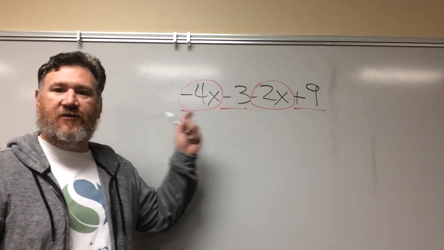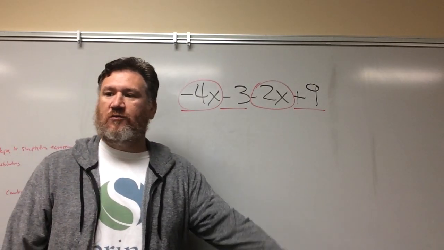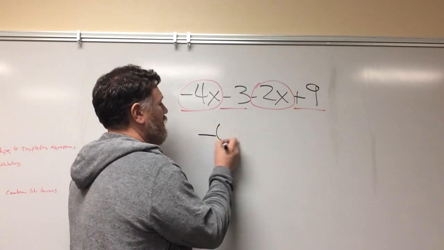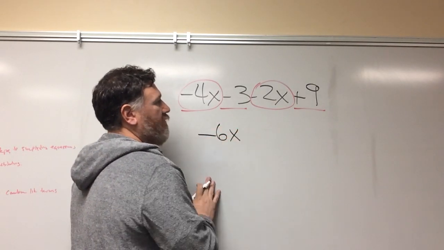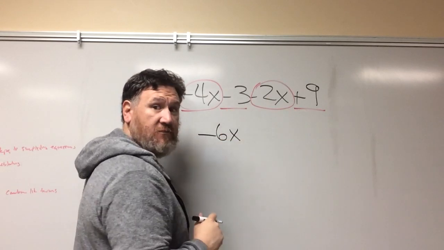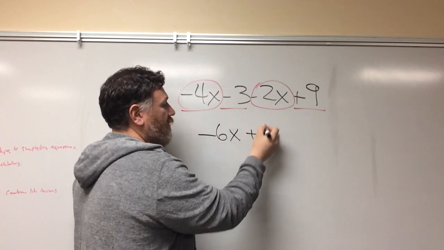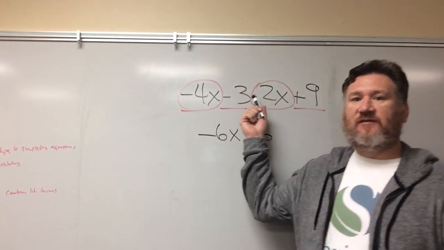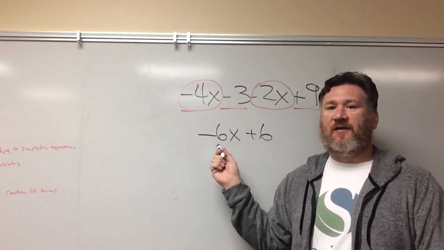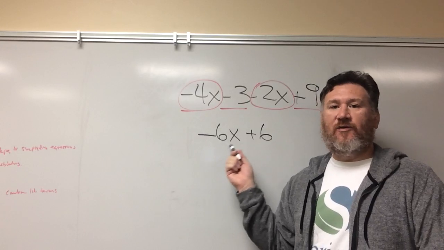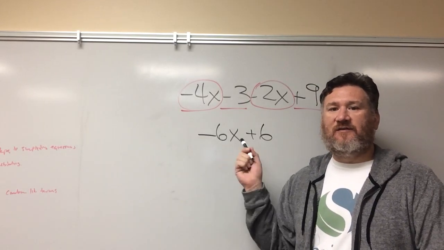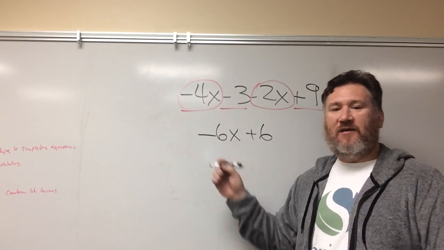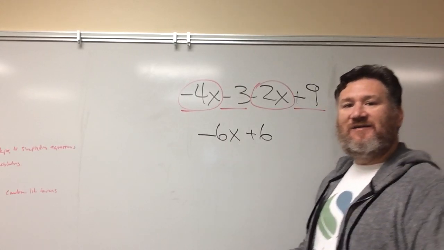So let's put our x's together. Negative 4 minus 2. I hope somebody out there said negative 6x. Negative 3 plus 9 gives us positive 6. So we have simplified this expression to that. And again, we can't do anything more with it right now. This is as simple as this can get. There's no way we can make it any more simplified.